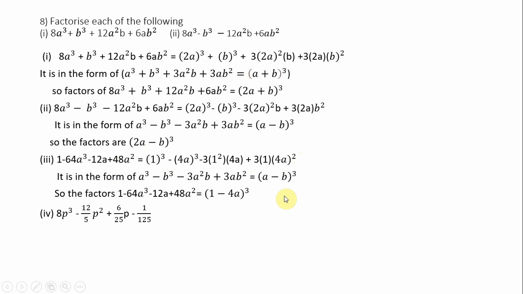So now this is in the form of a minus b whole cube. You are going to write it as 1 minus 4a whole cube. Understand? Now this one I left for you. Don't think that the fraction one, which is very difficult, I have given it to you.